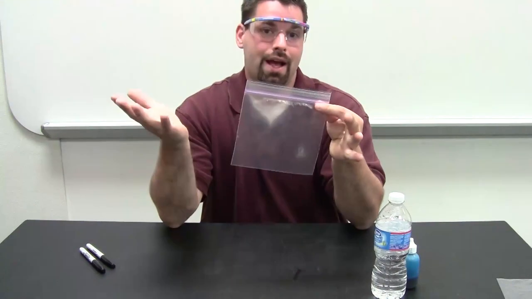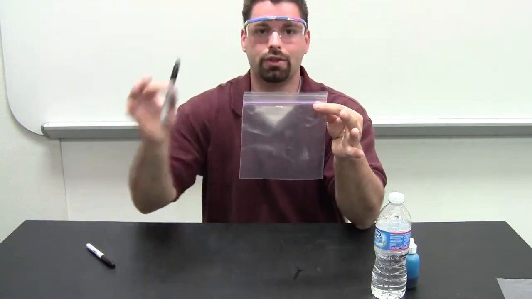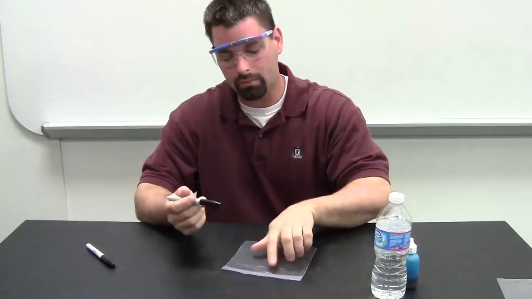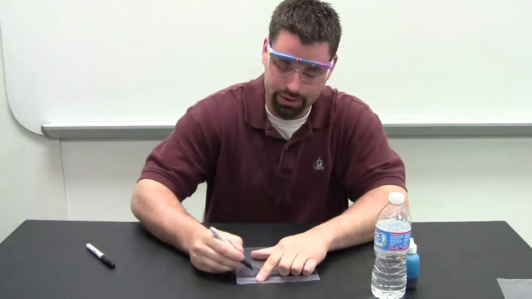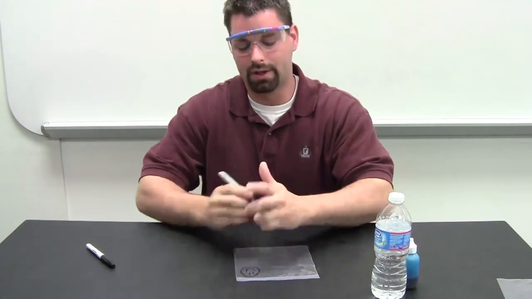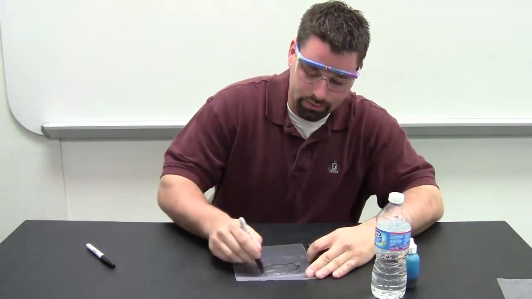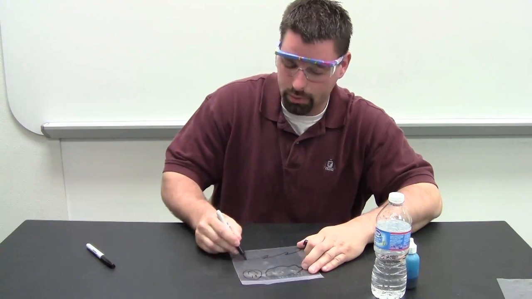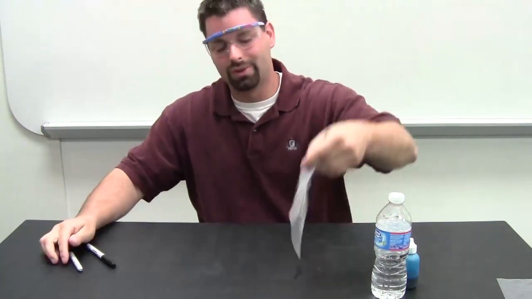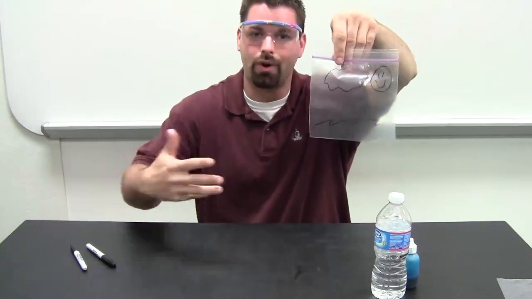So I'm going to draw a design on this, and I'm just using a Sharpie marker so it doesn't come off. I'm going to draw a sun because that's what powers it. Nice smiley face sun. It's beautiful. I could draw some clouds if I want to. I could draw some ocean waves. Really simple design. Now let's make the water happen.